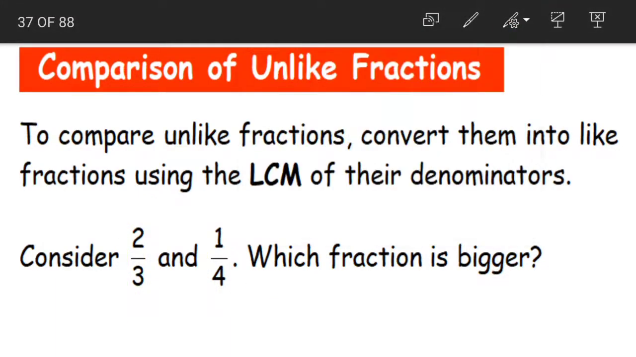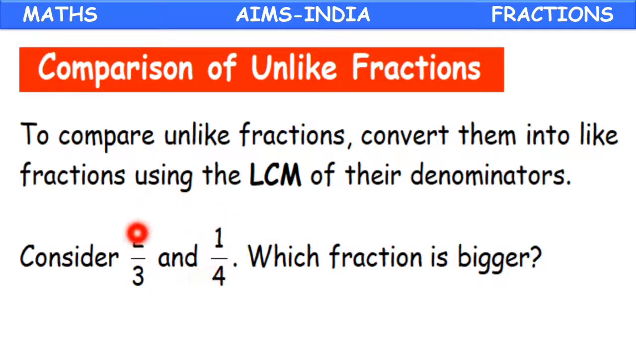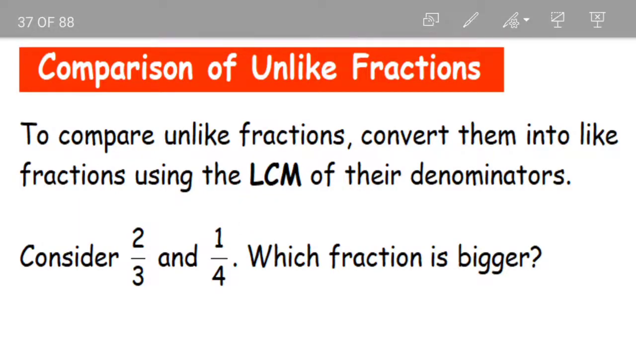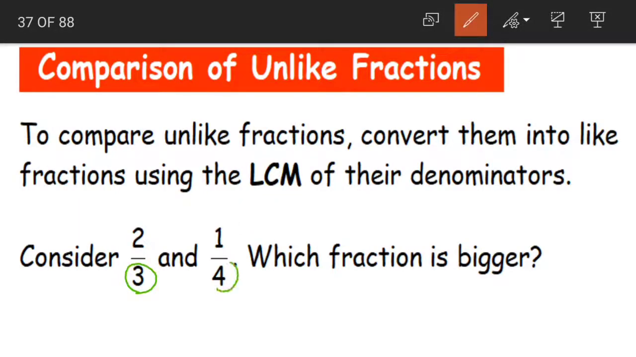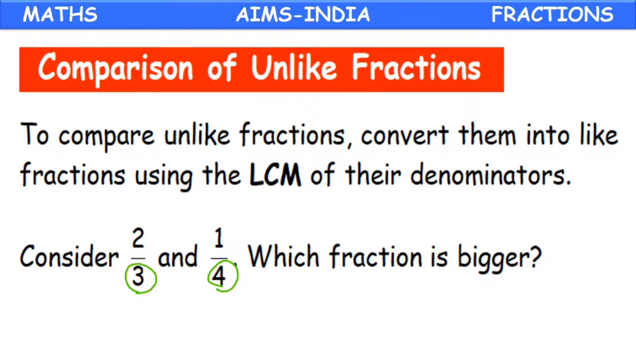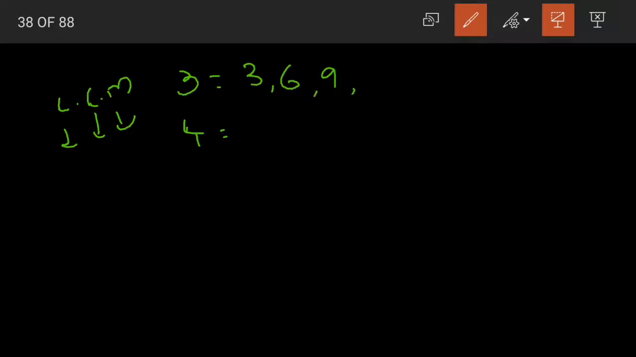What will we do, children? We'll convert these unlike fractions into like fractions by using the LCM of their denominators. We have two denominators here, 3 and 4. So we'll find out the LCM of them first. What is LCM? LCM is the least common multiple. What are the multiples of 3, children? We have 3 ones are 3, 3 twos are 6, 3 threes are 9, 3 fours are 12, 3 fives are 15. The multiples of 4 are 4, 8, 12, 16 and 20.